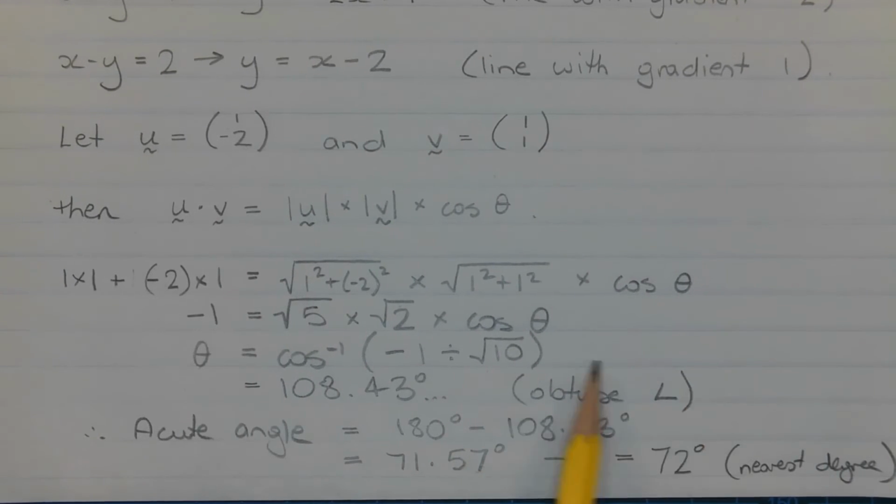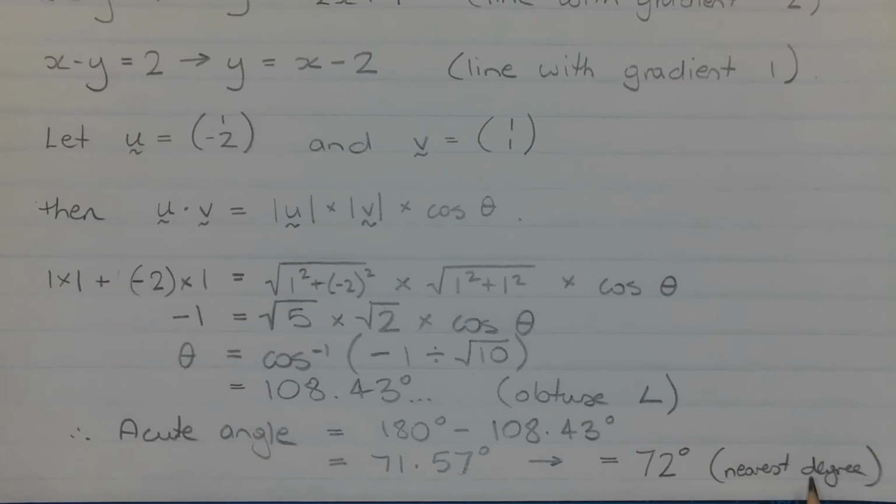Now this is an obtuse angle, but the question is asking for the acute angle. So to find the acute angle, we subtract this value from 180 degrees. So 180 degrees minus 108.43 degrees, and we get 71.57 degrees, which is equal to 72 degrees, correct to the nearest degree.